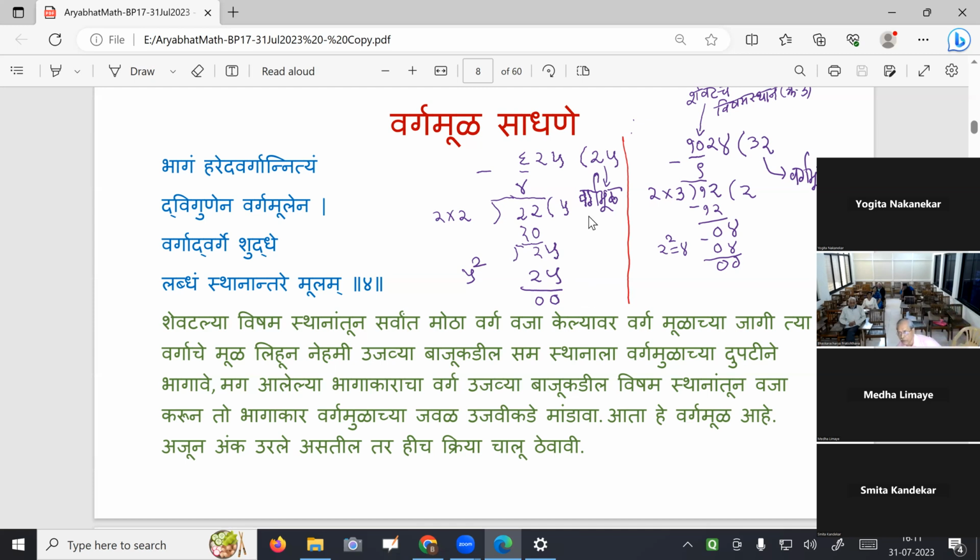In algebraic terms, we can say that we are first getting this 2, that is A, then 2 times A. You are dividing by 2A and getting B, and then AB, we write here, and then subtract B square and you get 0.